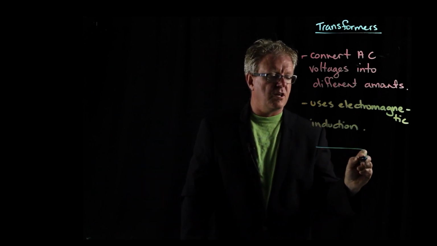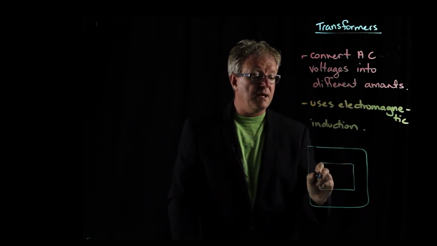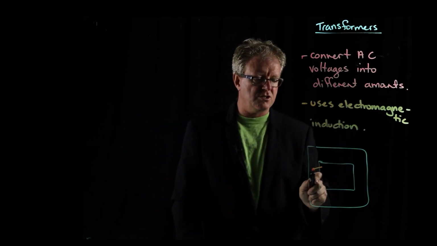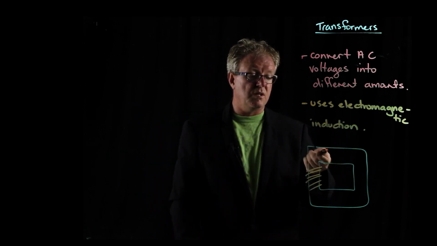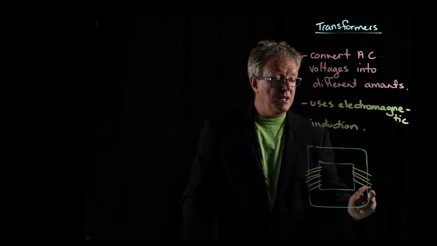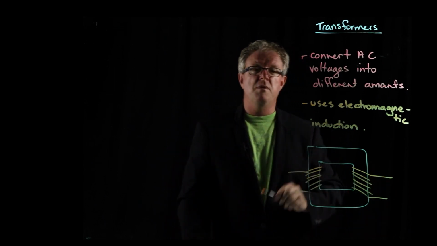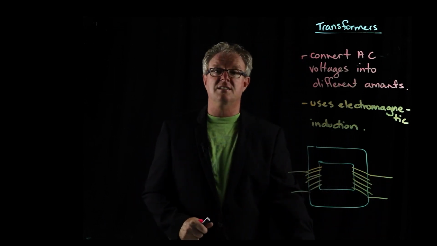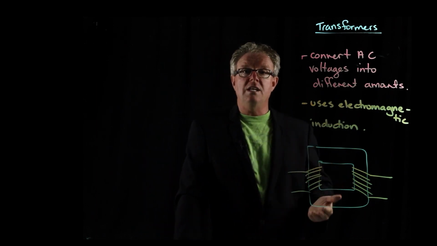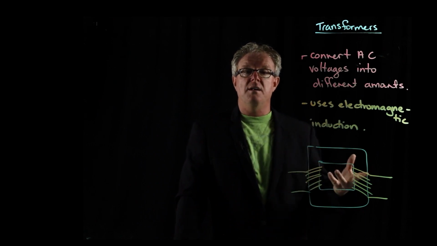So if we visualize a transformer like so, Michael Faraday basically made a transformer when he was investigating electromagnetic induction. He had a ring, and this one I'm just using a rectangular or square ring, and around that he put wires. And if you remember when we talked about Michael Faraday and his discoveries on electromagnetic induction, he noticed that a current was only induced when there was relative motion between the coil and a magnet.